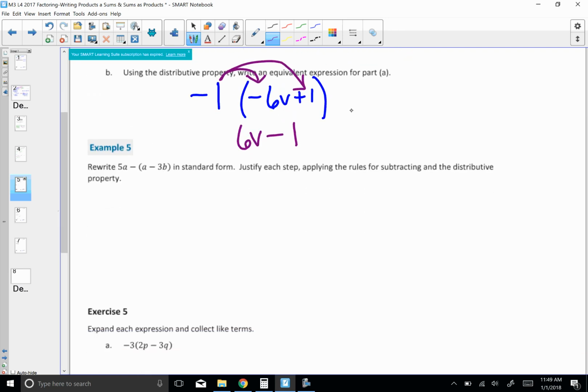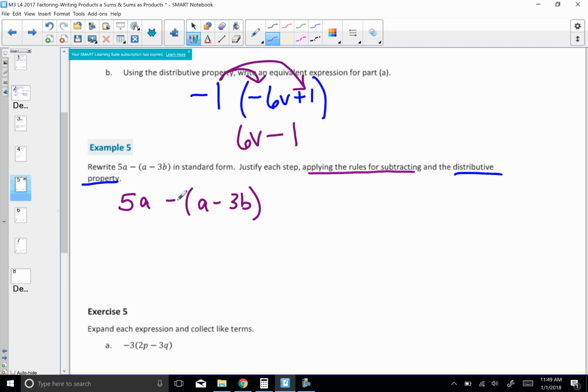So look at example 5. Here's where we're going to apply this whole idea of the opposite. Rewrite 5a minus a minus 3b in standard form. Justify each step applying the rules for subtracting and the distributive property. So they want me to do this twice. How about I color code. The first time I do this in purple, I'm going to use our subtraction rule, right? Subtraction is the same as adding the opposite, and then I'm going to do it again using the distributive property.